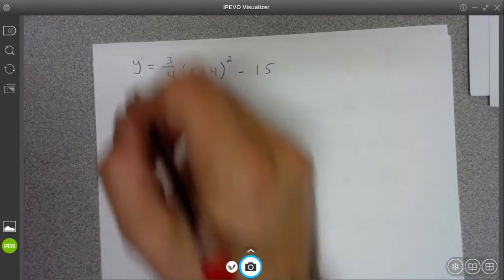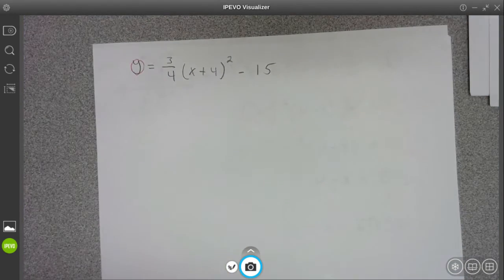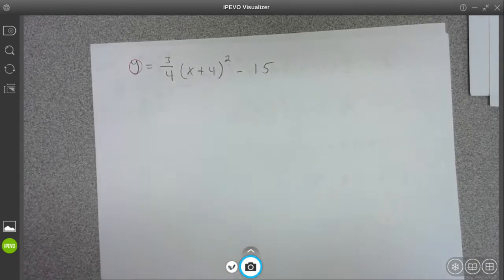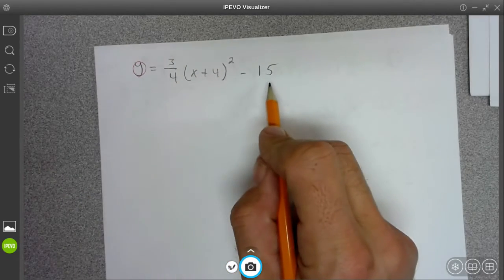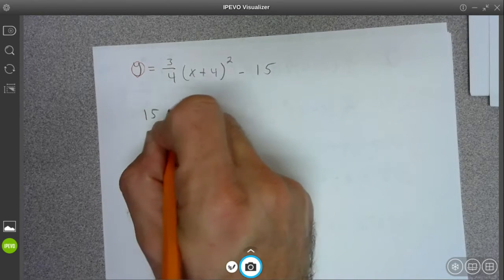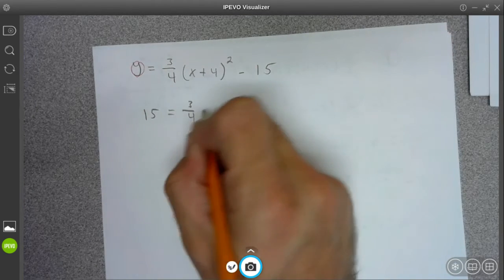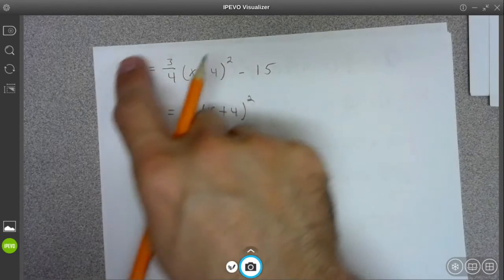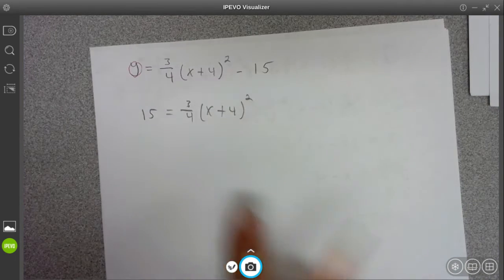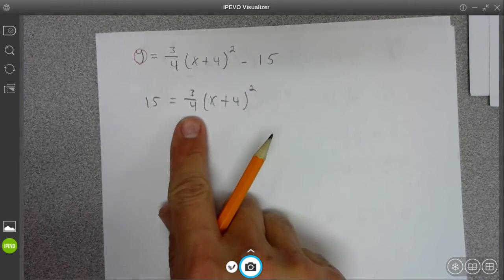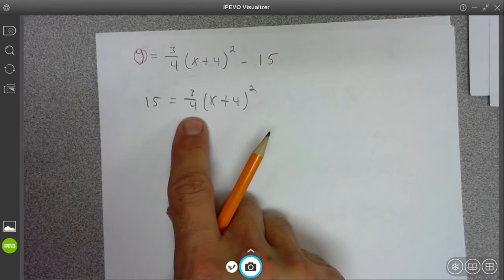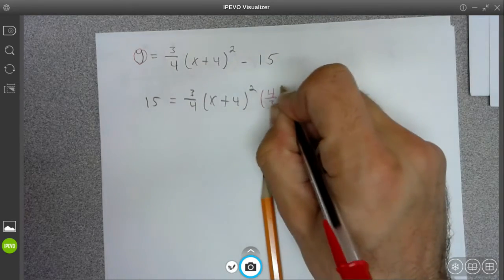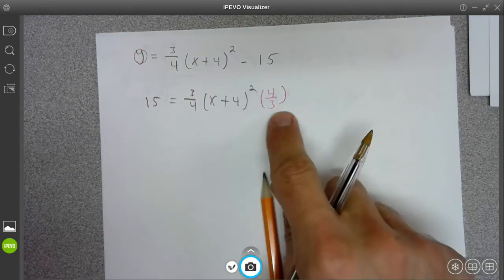All right, we'll plug in 0 for y to find that x-intercept. If we were graphing it, it would be 4 to the left and 15 down. I just don't have time for that right now. Plus 15 on both sides equals 3/4 x plus 4 squared. So I added 15. I moved it over to the left side. And then I'm going to get rid of this fraction here. So you could divide by 3/4 if you wanted to. Or what I'm going to do is multiply by its reciprocal. So the reciprocal of 3/4 is 4/3.